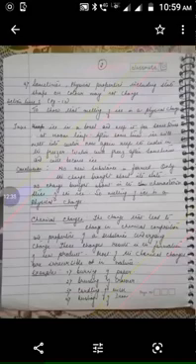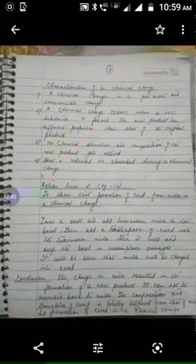Another example I have written here: rusting of iron. Now rusting of iron is a chemical change. I'll come to it afterwards again, but let me tell you a little bit here. If you take an iron piece and keep it outside for some days, then because of the moisture and oxygen present in the atmosphere, that iron will take the oxygen and the moisture from the atmosphere, and with these two, iron will react together and form iron oxide.